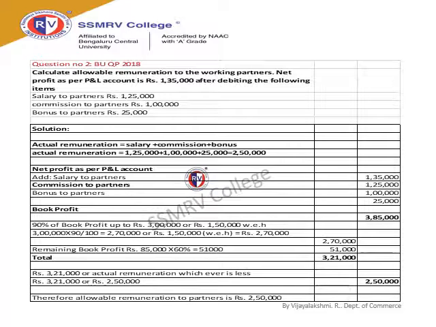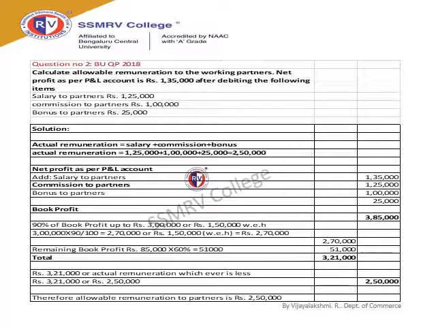Question number 2. Calculate the allowable remuneration to the working partners. Net profit as per P&L account is rupees 1,35,000 after debiting the following items. So here the net profit is 1,35,000 and you are given certain other items which are taken on the debit side of the P&L account. Salary to the partners is 1,25,000. Commission to the partners is 1 lakh. Bonus to the partners is 25,000.